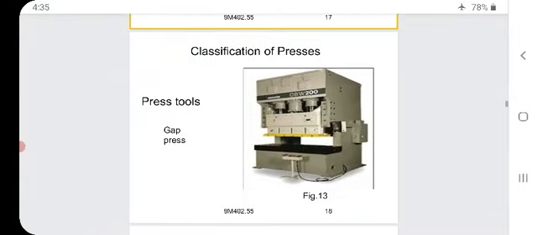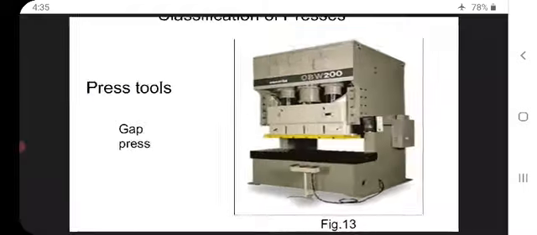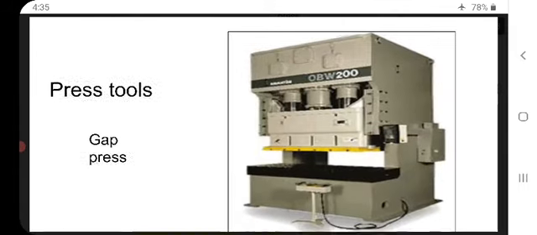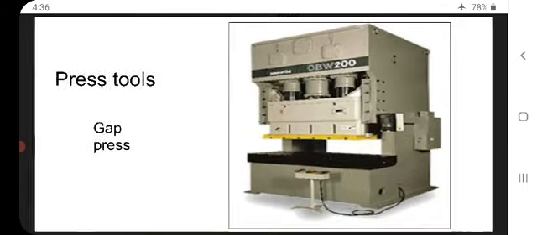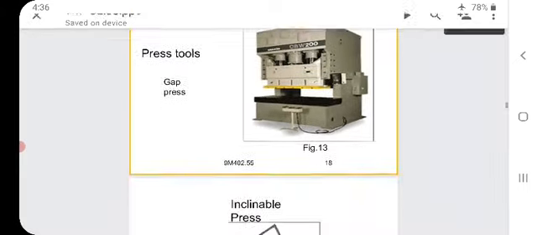So this figure illustrates the gap press. I am making a zoom. So here we can see clearly the gap. This is an example of a gap press.